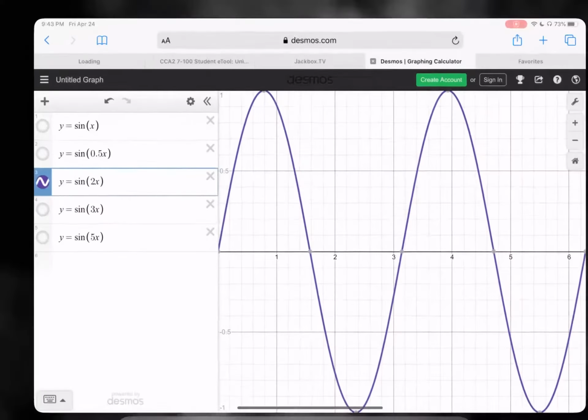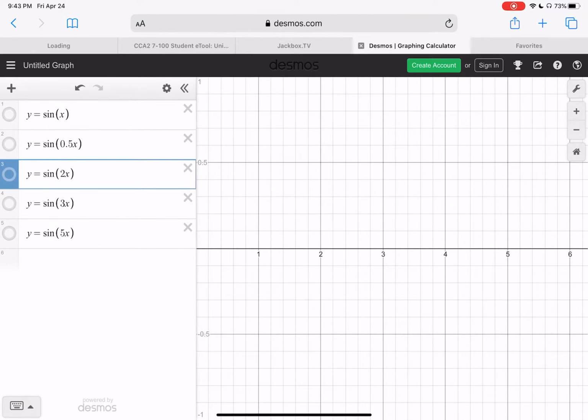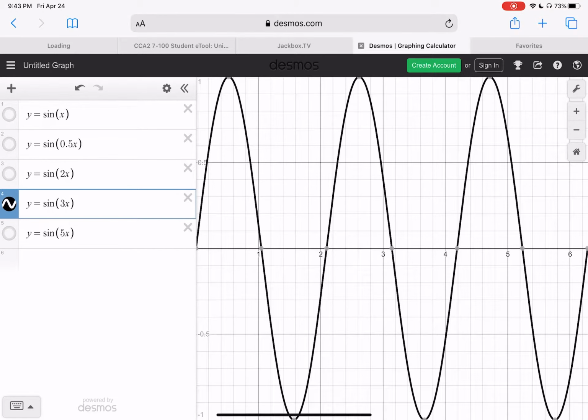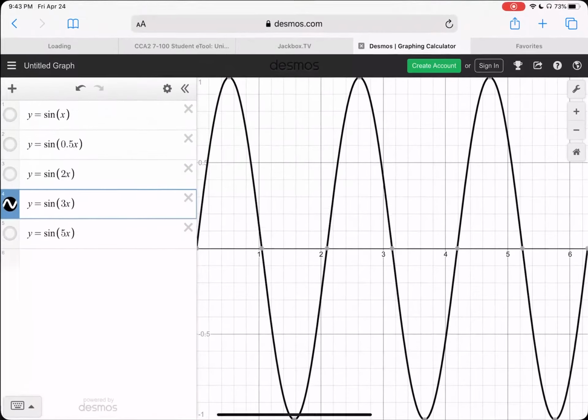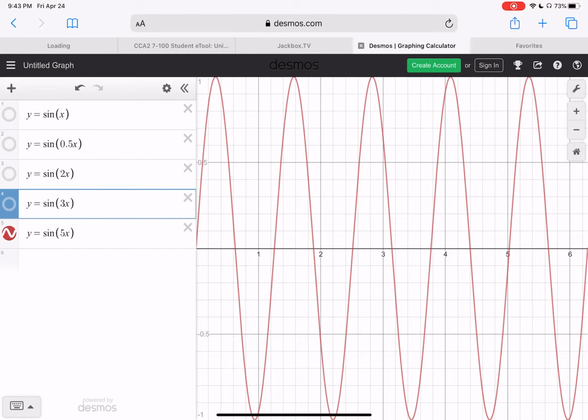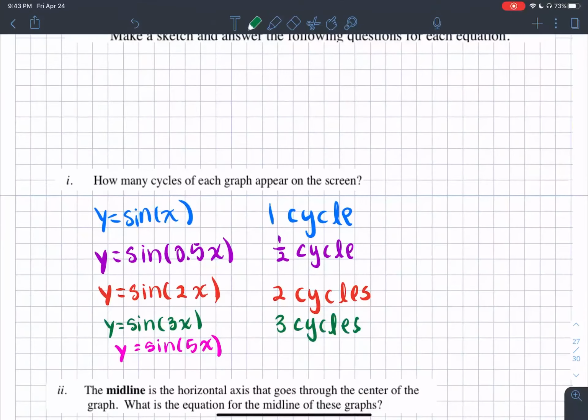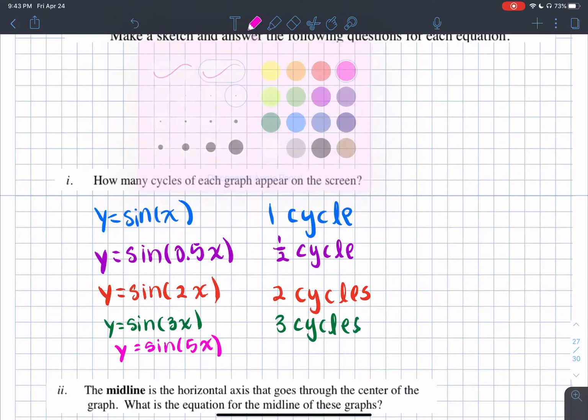When we're looking at sine of 3x, it goes up, down, and back up 3 times. So we have 3 cycles. And for y equals sine of 5x, we see that this happens 5 times. So we have 5 cycles.